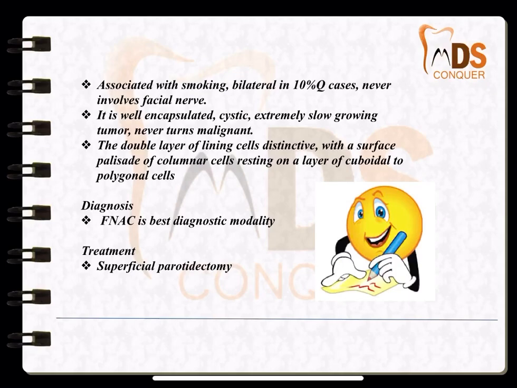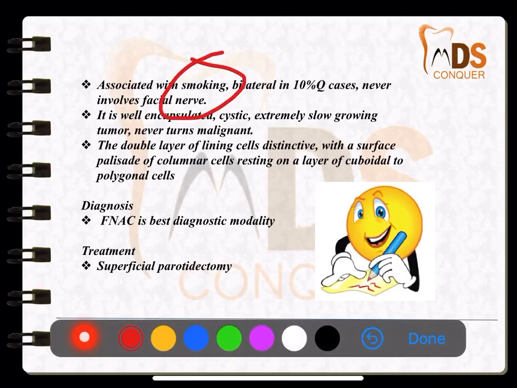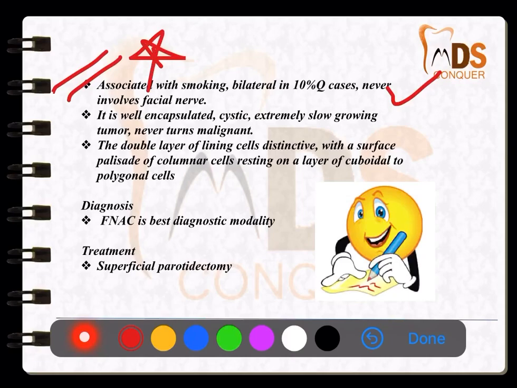Next, it is mostly associated with smoking. Bilateral occurrence is in 10% and it never ever involves the facial nerve. Very important points which we have missed in other discussions are included here. It never involves the facial nerve, it is associated with smoking, and it's also well encapsulated, slowly growing, and never turns malignant, whereas pleomorphic adenoma has a 3 to 5% chance of turning into carcinoma ex pleomorphic adenoma. Warthin's tumor never turns malignant, and never involves the facial nerve.